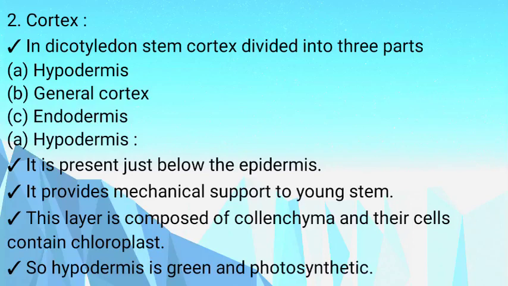Cortex is differentiated into hypodermis, general cortex, endodermis. Hypodermis is present just below the epidermis and it is composed of collenchyma. It gives mechanical support to young stems. Hypodermis contains chloroplast. Due to that, it is green and photosynthetic and prepares food material by itself.